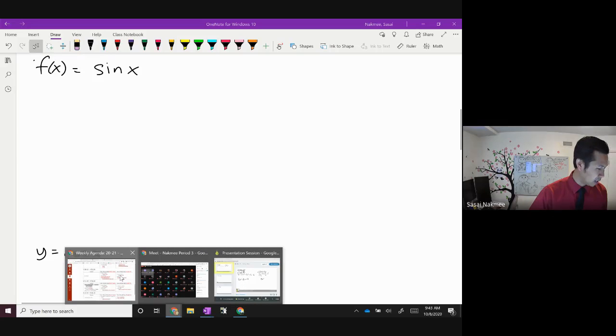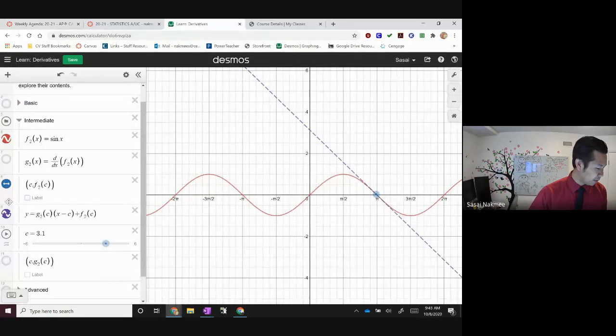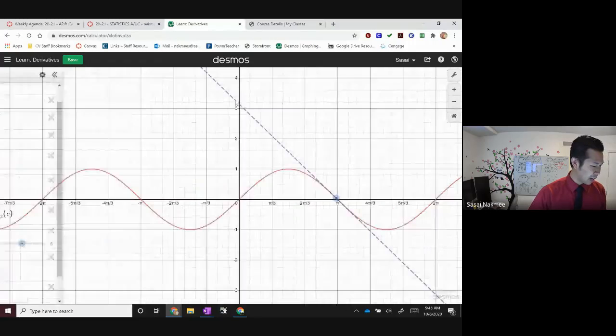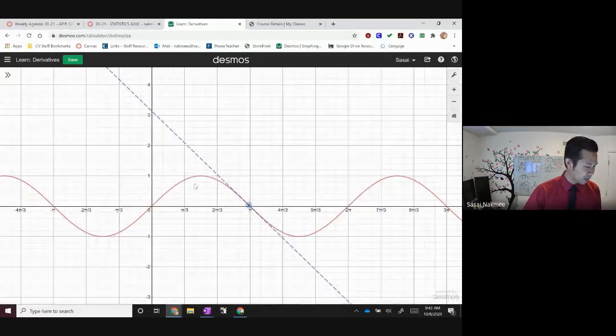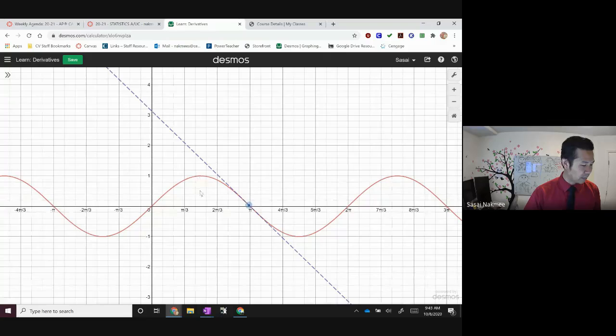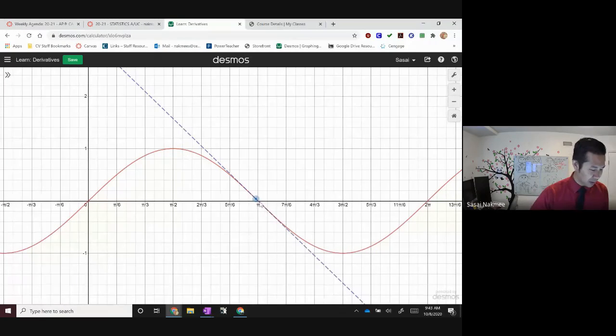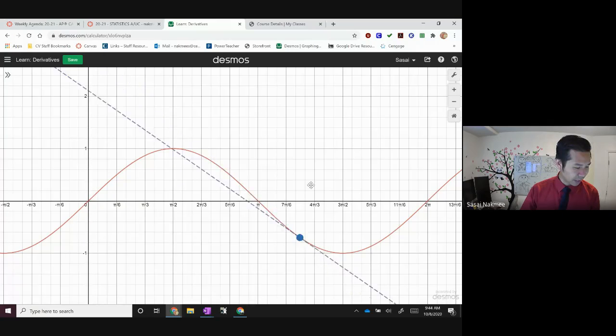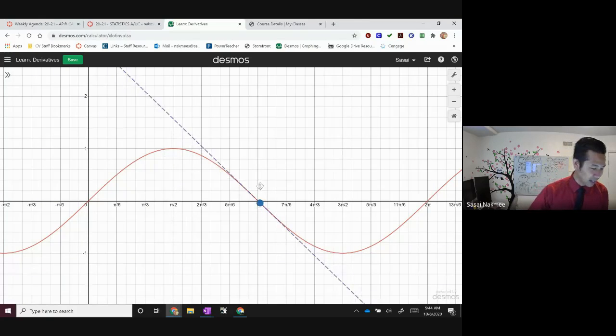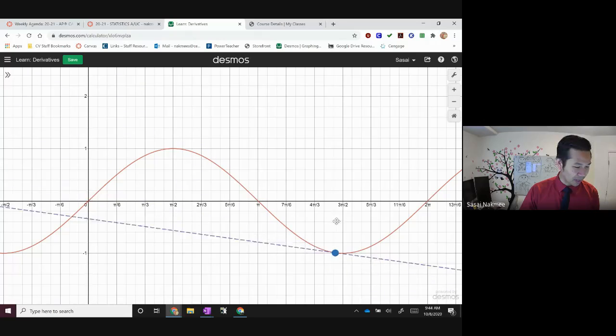So let's go ahead and open up your graph, and here is a graph of sine of x, right? Starts at 0, goes up to 1 at pi over 2, and then it goes down to 0 at pi, and then goes down to -1 at 3 pi over 2, and then it goes back up to 0 at 2 pi. Interesting, I can't go to 2 pi, but I can move it over here.